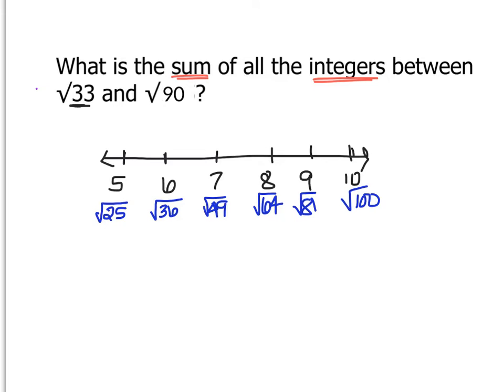And I stopped at 10 because I know that 10 times 10 is 100. And I see we're only going to 90. Okay, so now let's place, again, pause if you need to, let's place our square roots.